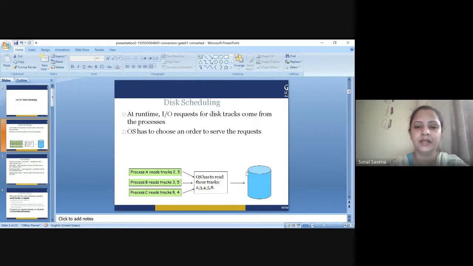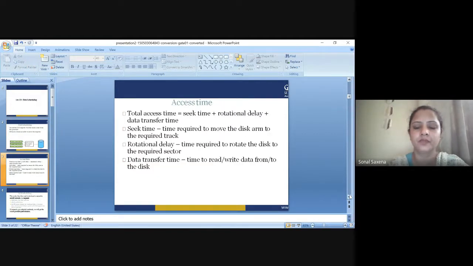Here you can see the diagram. At runtime, the input output requests for disk tracks come from the processes. Then the OS has to choose an order to serve these requests accordingly. These are the formulas and the terminologies that we have seen.